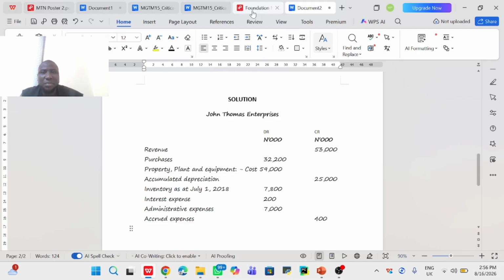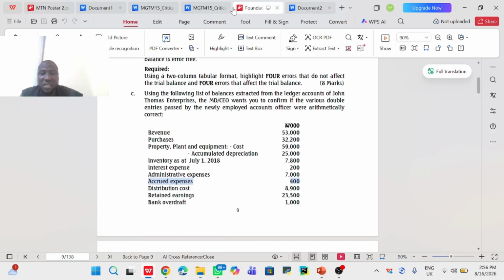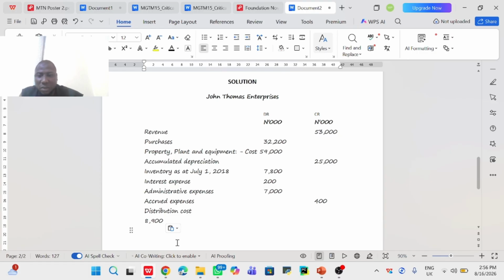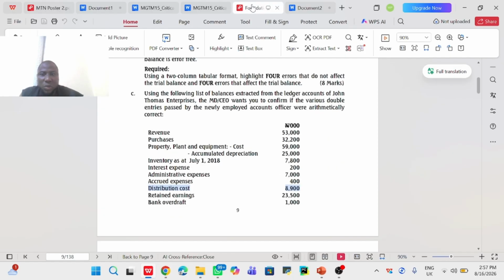Let's continue. This one is very simple. Distribution cost. These are expenses, and they will be on the debit side. It's an expense, it will be on the debit side.